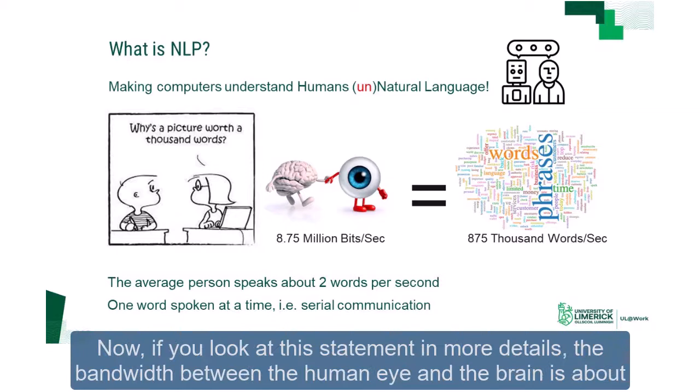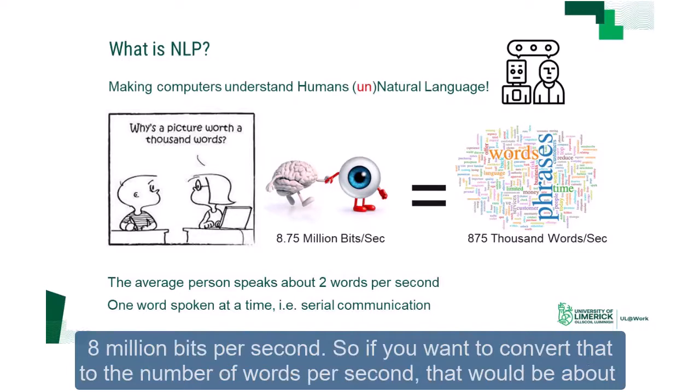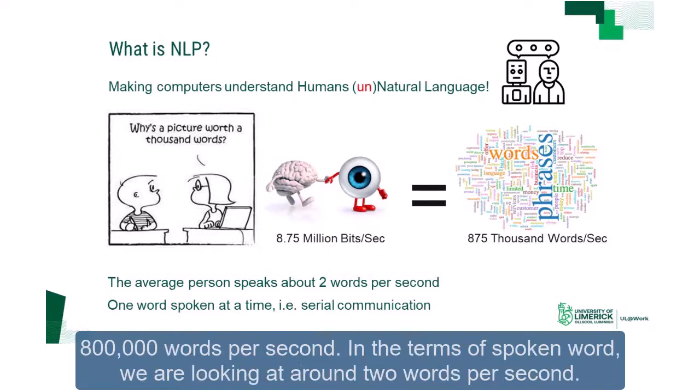Now, if you look at this statement in more detail, the bandwidth between the human eye and the brain is about 8 million bits per second. So if you want to convert that to number of words per second, that would be about 800,000 words per second. In terms of a spoken word, we are looking at around 2 words per second.